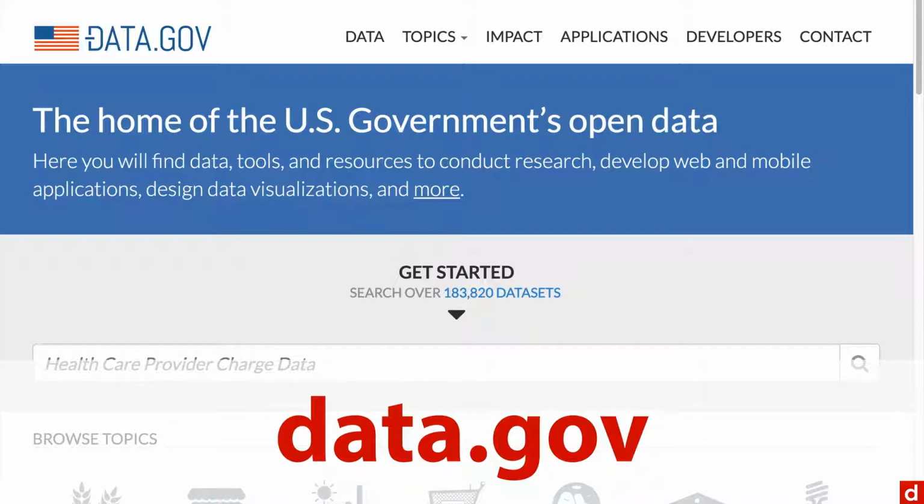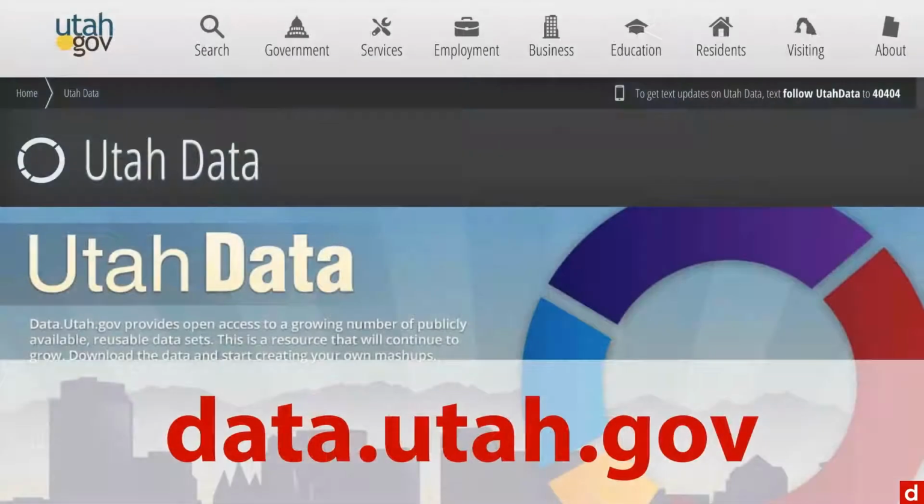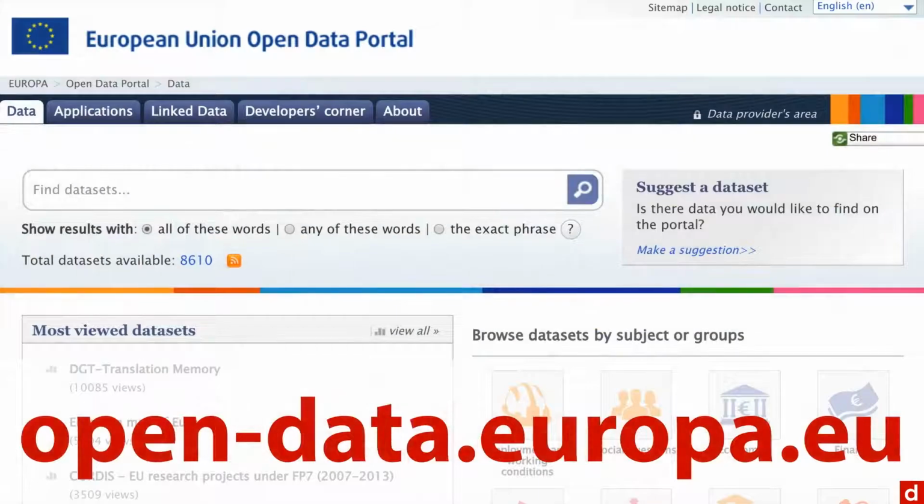That is, it says right here, the home of the US government's open data. Or you may have a state level one. For instance, I'm in Utah and we have data.utah.gov, also a great source of more regional information. If you're in Europe, you have open-data.europa.eu, the European Union Open Data Portal.